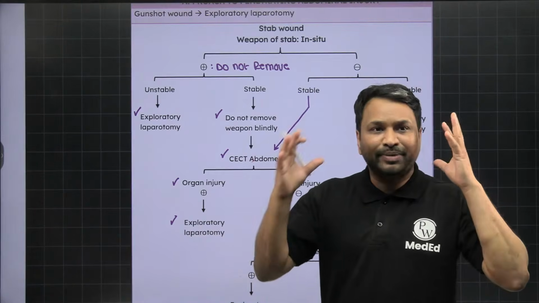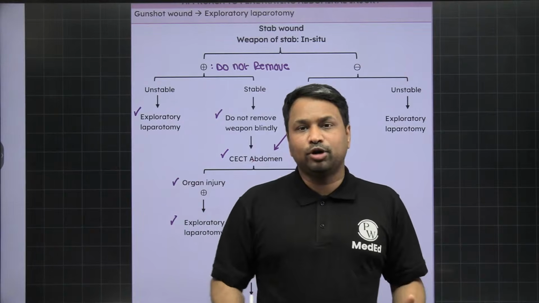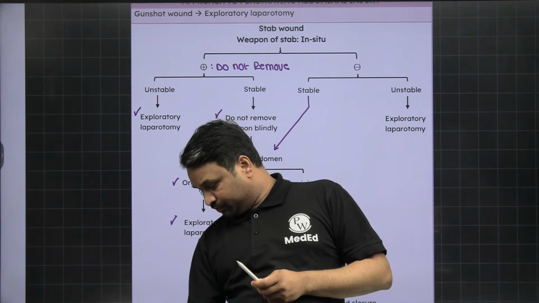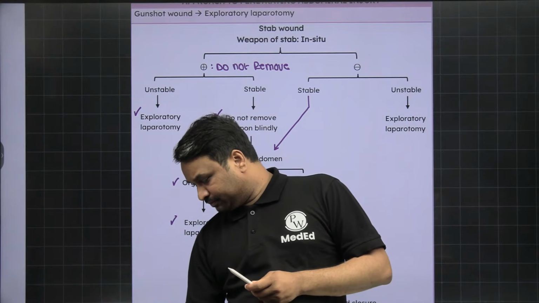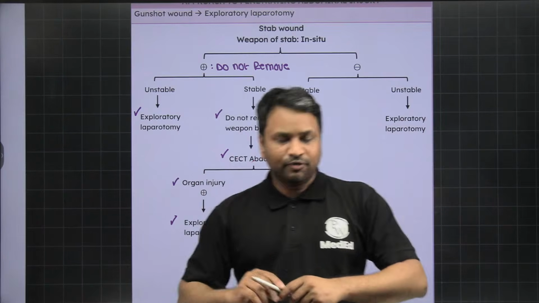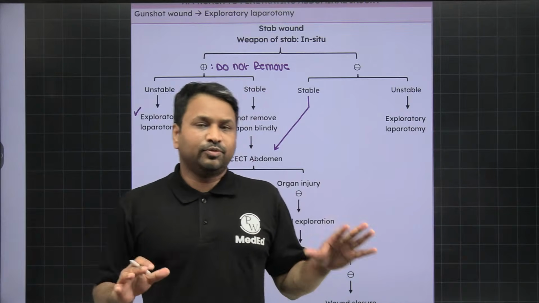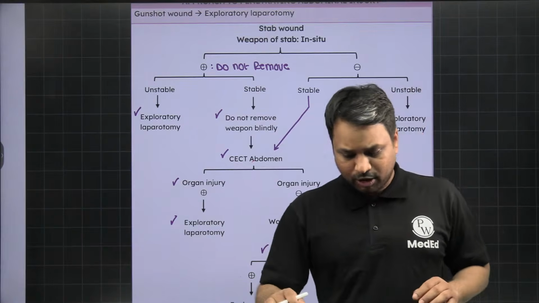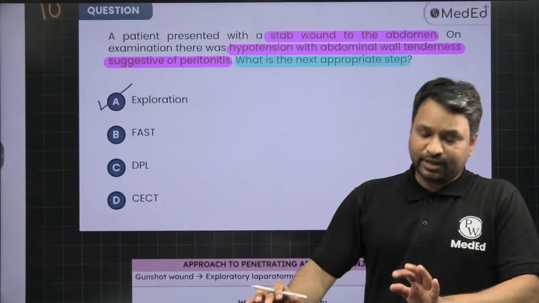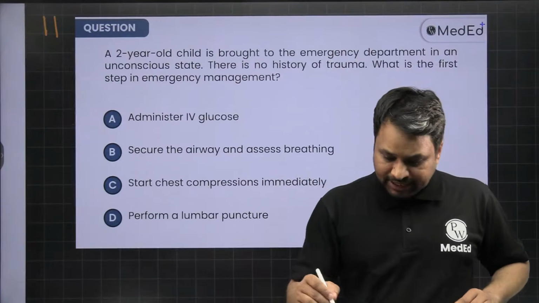Do not waste time. I've been telling this in my lecture, I've been screaming at the top of my voice. For a blunt trauma abdomen, I told you that you have to perform FAST. Whereas in penetrating trauma abdomen, if the patient is unstable, take the patient directly for exploratory laparotomy. That is the end of discussion. There is no if, there is no but. Okay. Chalo, going to question number 11.